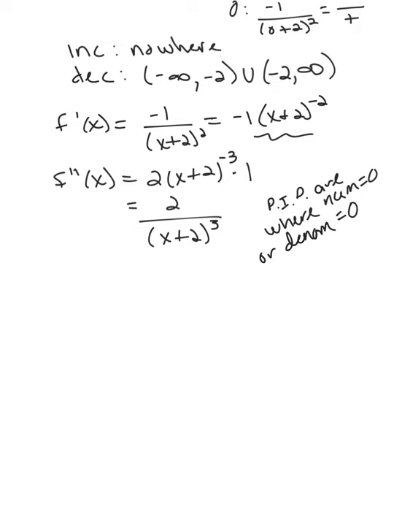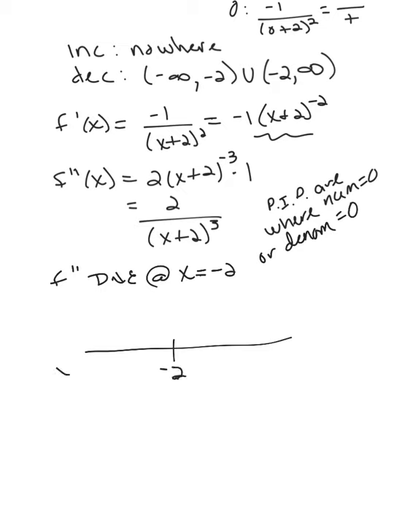Just like previously, this numerator cannot equal 0. There's no variable. But the denominator equals 0, which means that the second derivative does not exist at x equals negative 2 again. So we are still going to use negative 2 on our number line. And this is where the second derivative is not defined.